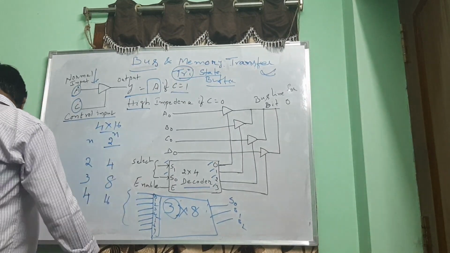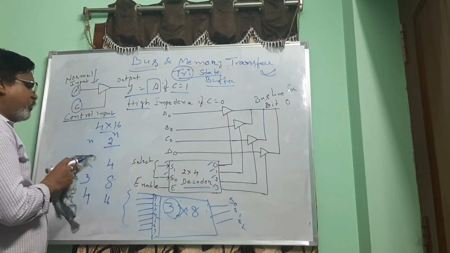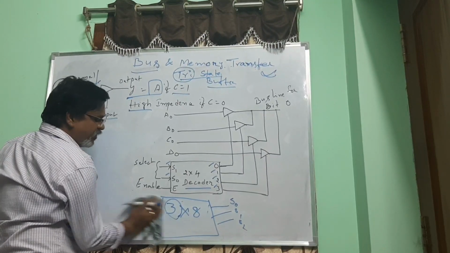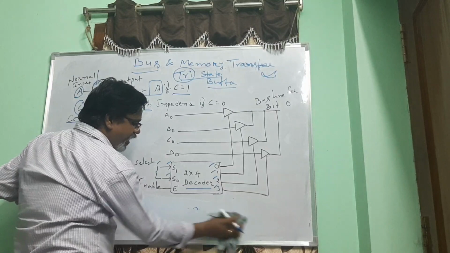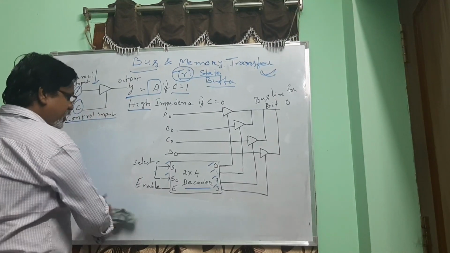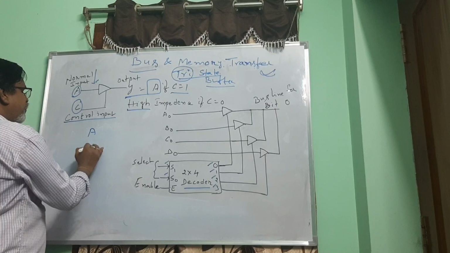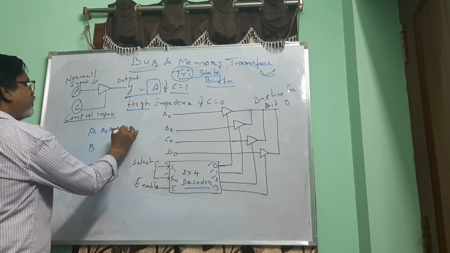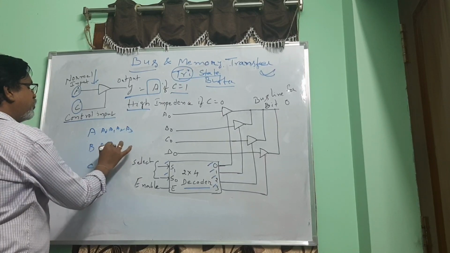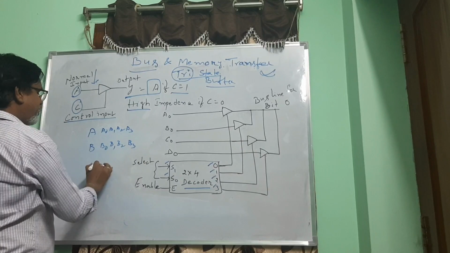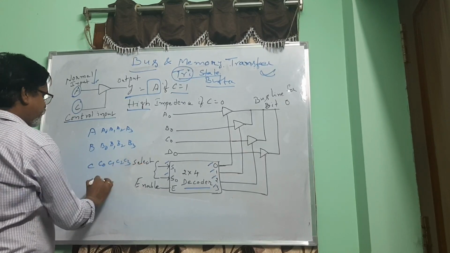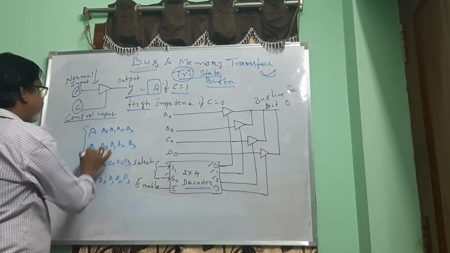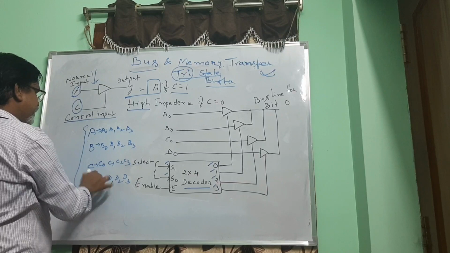But in our case, we are going to use a 2 by 4 decoder, because in this example we are considering only 4 registers, A to D: A, B, C and D. They contain A0, A1, A2, A3, B0, B1, B2, B3, C0, C1, C2, C3, D0, D1, D2, D3. So these are the 4 registers with 4 bits in each register.